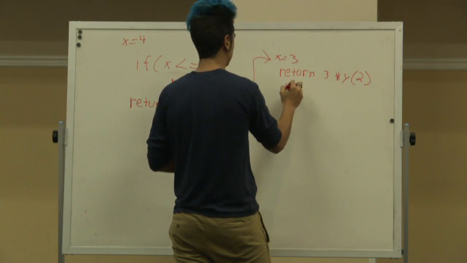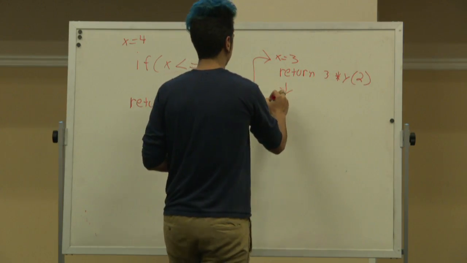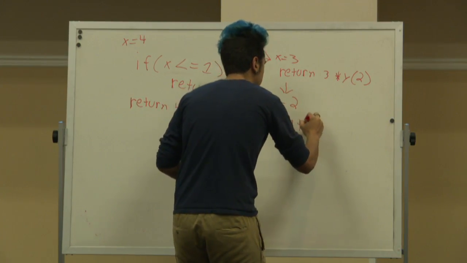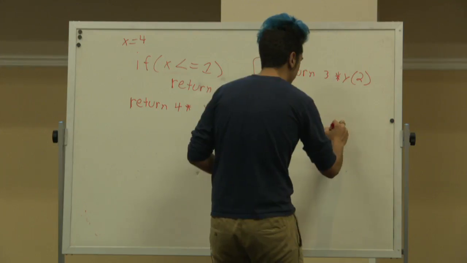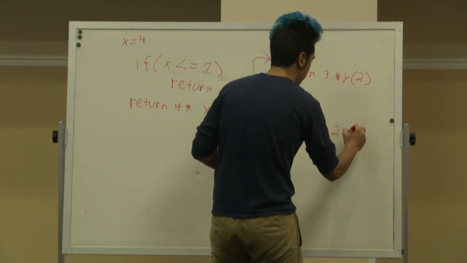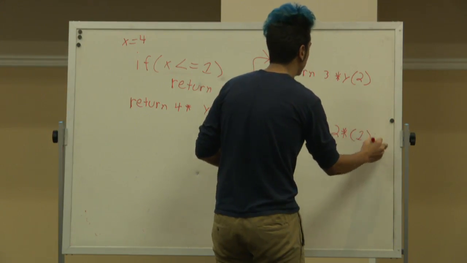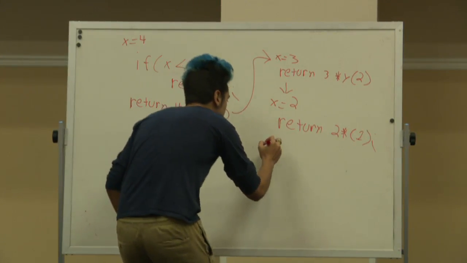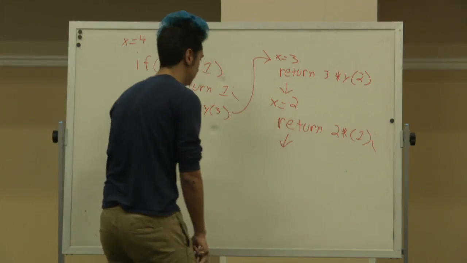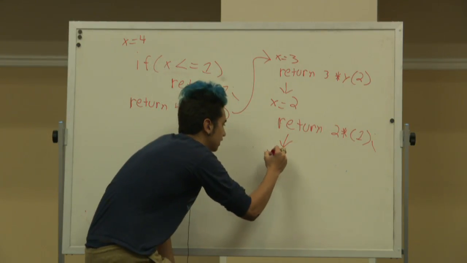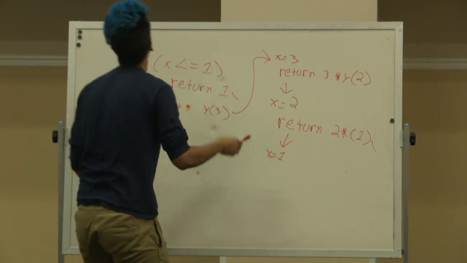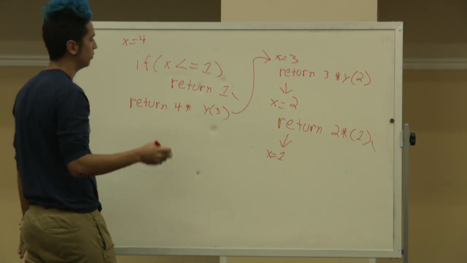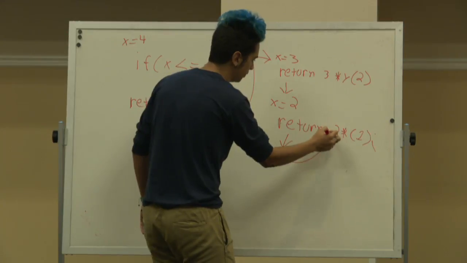So then we keep recursing. Now x is equal to 2. X is not less than or equal to 1, so we return 2 times 1. And finally, you guys see that we're going to hit our base case, right? So x is equal to 1. Right away, we see x is less than or equal to 1, so we return 1.